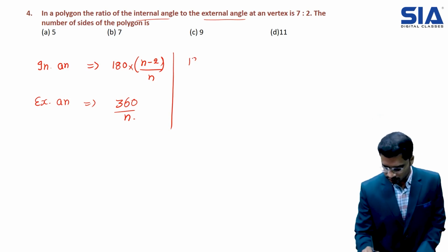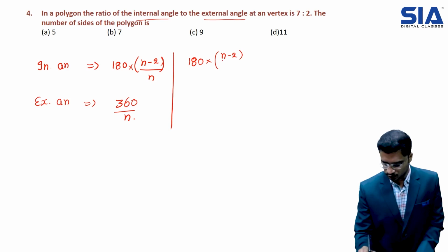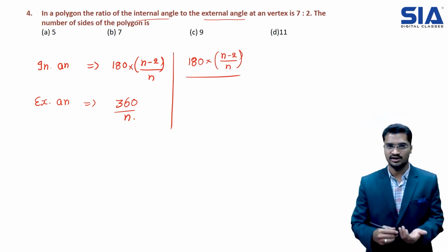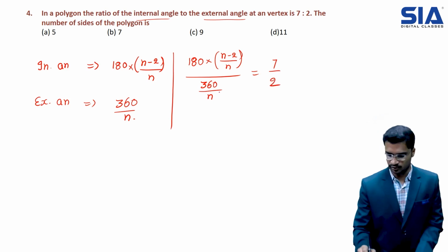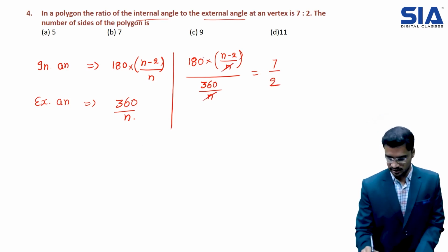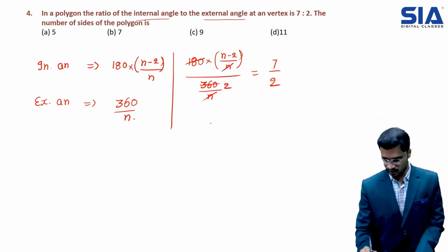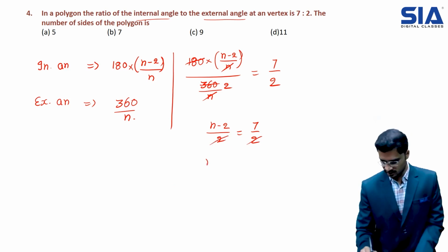Now in this question they have given the ratio of internal to external angle, so let us find the ratio. Internal angle is 180 multiplied by (n minus 2) divided by n, divided by the external angle, 360 divided by n. This value is given as 7/2. So n and n get cancelled, and 180 over 360 gives 1 by 2. I am left with (n minus 2) by 2 equals 7 by 2. So 2 and 2 get cancelled, then n minus 2 is 7. So n is 7 plus 2, which is 9.